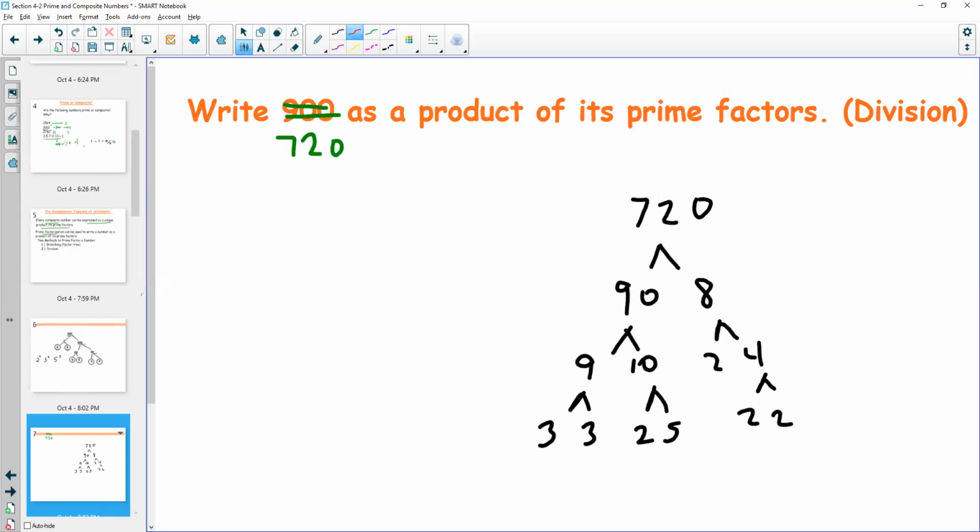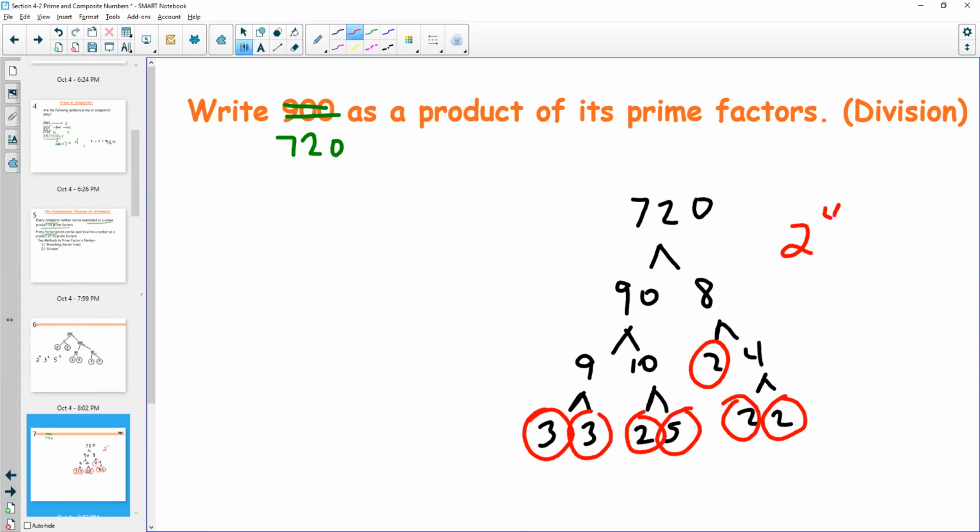So now we look at where our branches ended. Here, here, here, here, here, here, and here. And we count everything up. I have 1, 2, 3, 4 2's, 2 to the 4th. And we write them in increasing order generally. I have 2 3's, and I have a 5. Okay, so that's the prime factorization of 720.